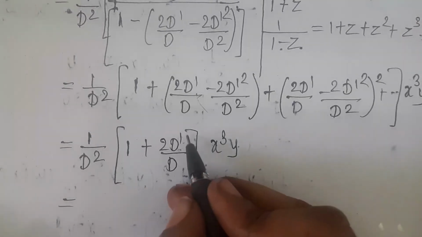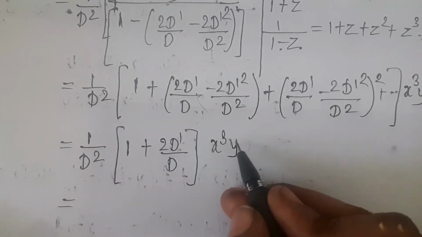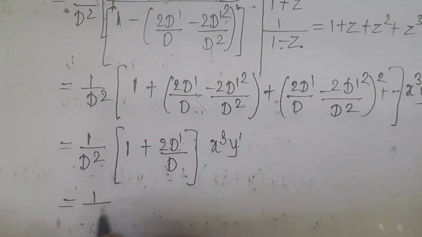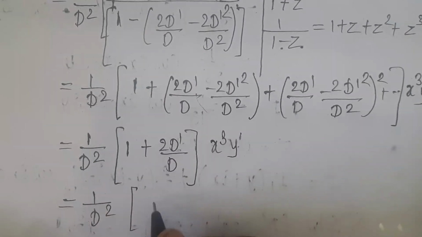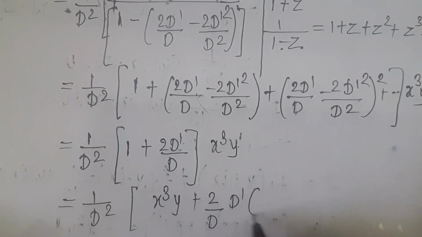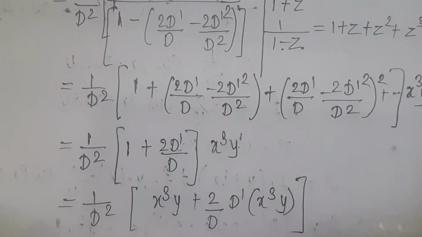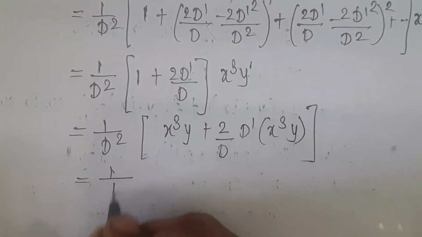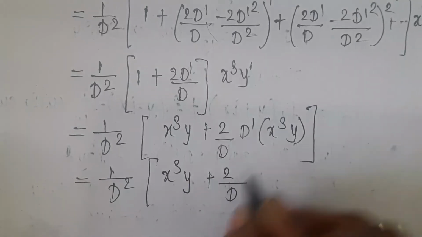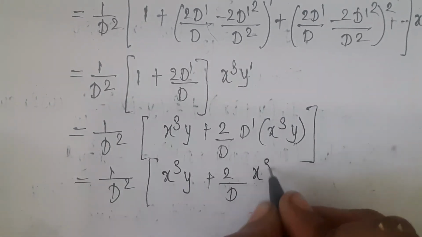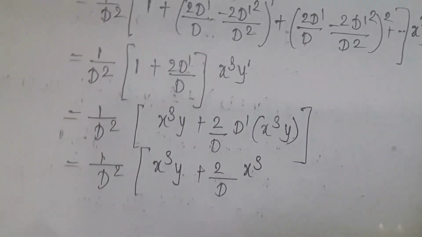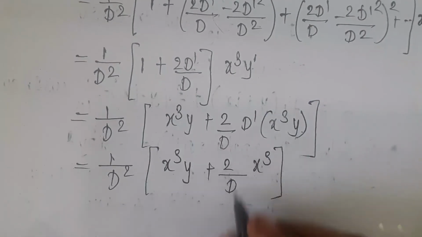So remember, observe the power of D dash with respect to y, and y power is here 1. So D dash power must be 1. It is 1 upon D square into multiply the whole bracket by x cube into y plus 2 by D dash of x cube into y. So it is equal to 1 upon D square as it is, x cube multiplied by y plus 2 by D. What is the derivative of x cube into y? It is only x cube outside. The derivative of y is 1 with respect to y. So this is the term 2 by D into x cube.